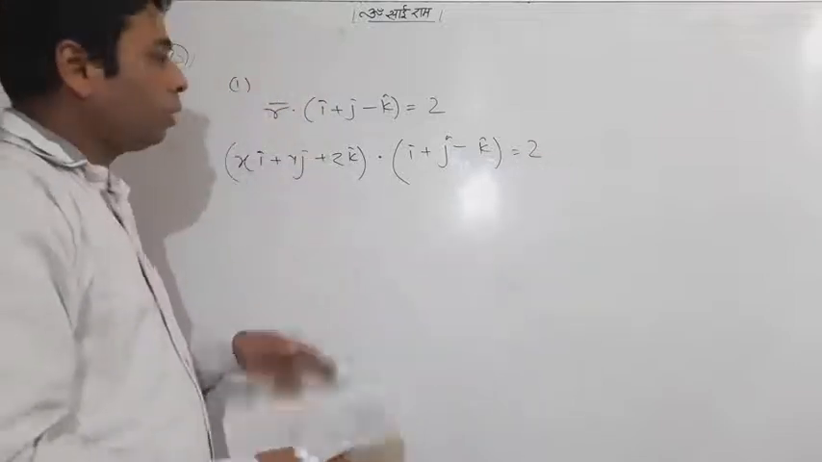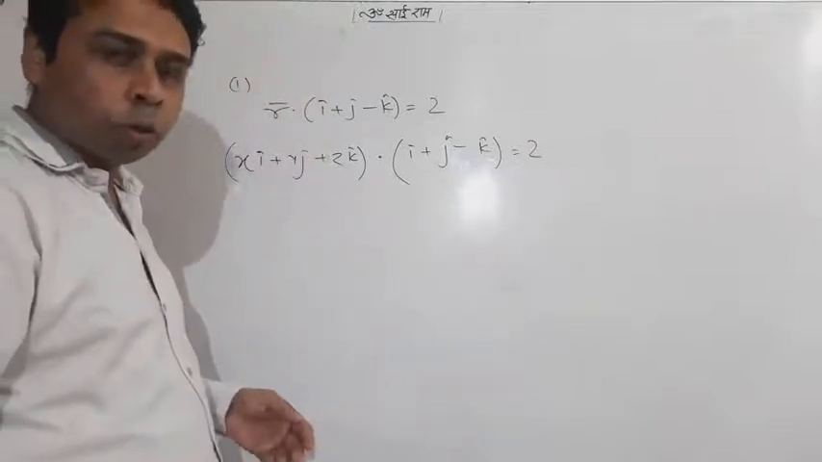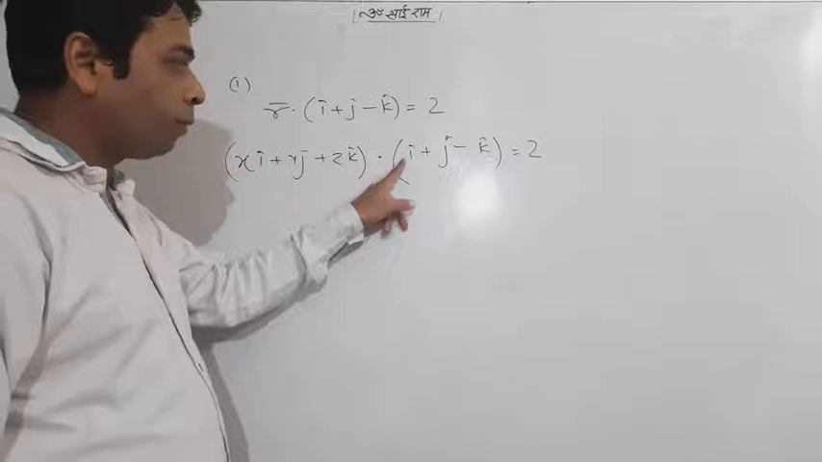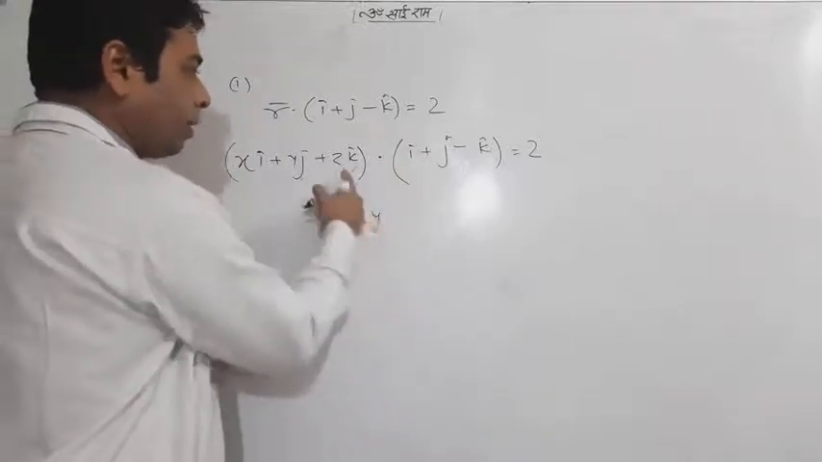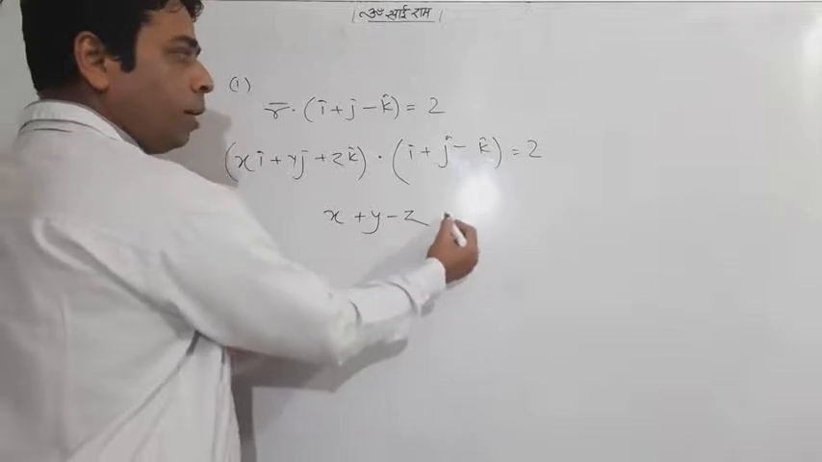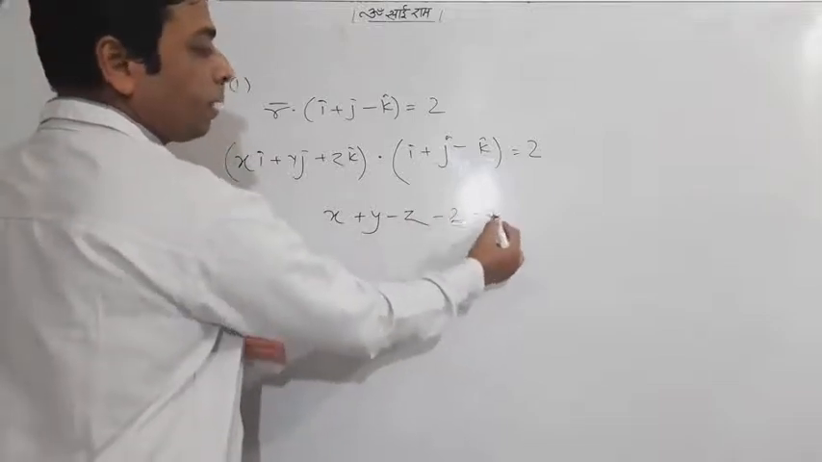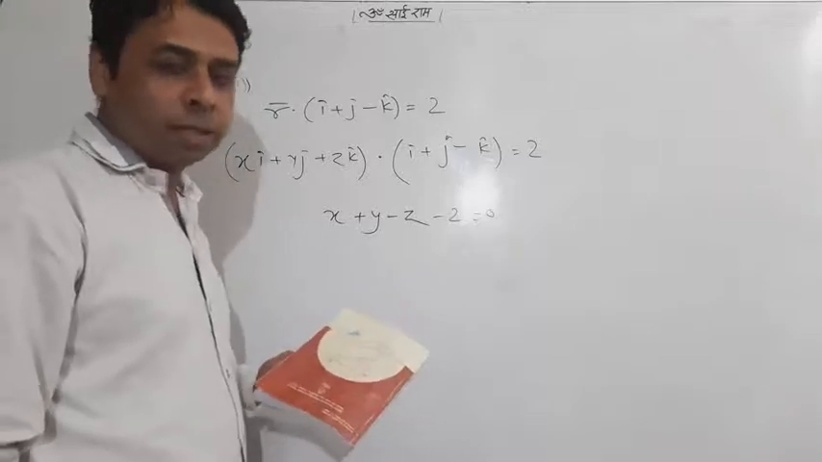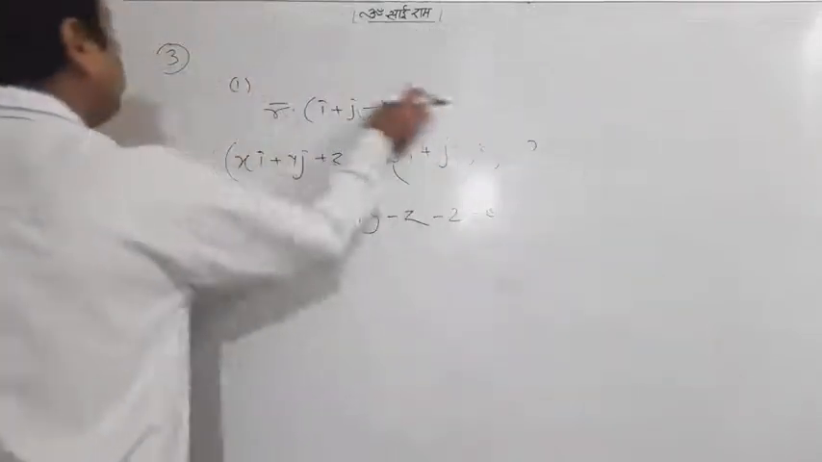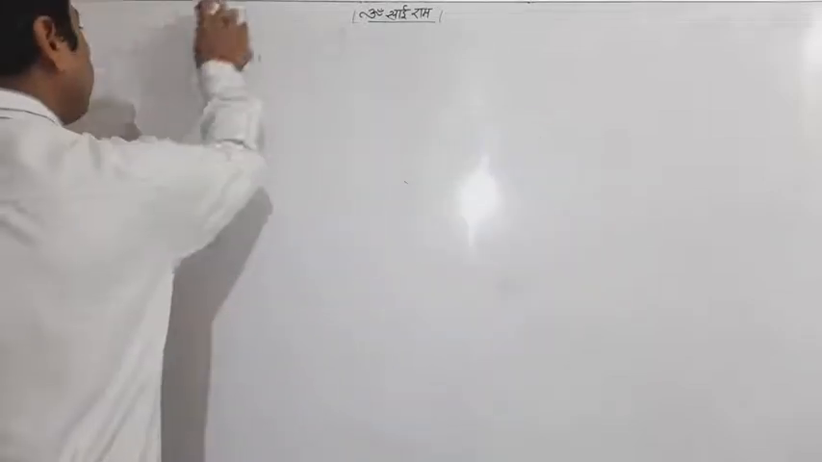So this is xi plus yj plus zk dot i plus j minus k is equal to 2. Now it's nothing, you can do the dot product. x into 1 is x, so the answer is x plus y into 1 is y, z into minus 1 is minus z, equal to 2. You can transfer this side, so this is ax plus by plus cz plus d. This general form has come. Okay. So this is a simple thing. I don't think it's problematic.